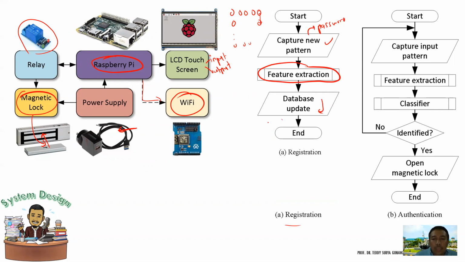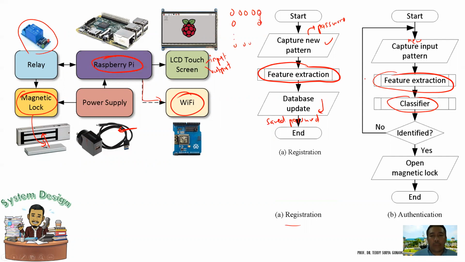So this one will be, we'll treat it as the safe password. Then on the authentication or validation, we capture a new input pattern. This is different from what we captured earlier. We do the same feature extraction. Okay, then we can do the classifier.